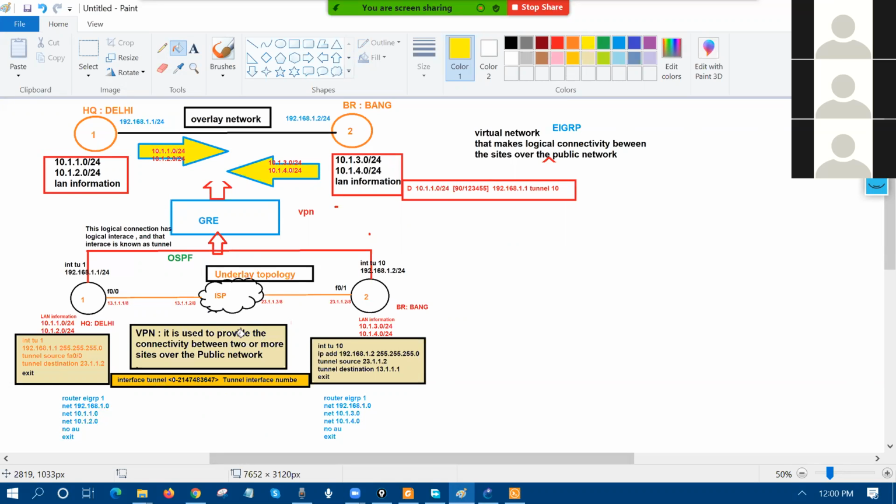That's the meaning of VPN. VPN is used to provide connectivity between two or more sites over the public network. So we have a logical connection. This is the logical connection that we are making between site to site, and over this tunnel, I'm going to exchange all my routing information. This is my overlay.